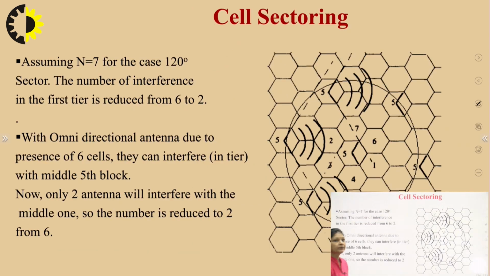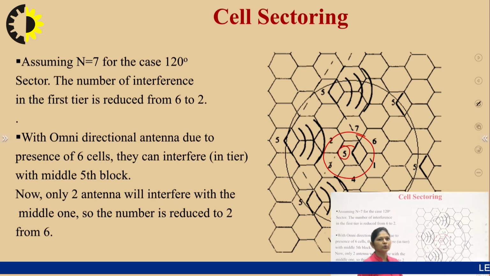Now, we will see in this diagram how the co-channel interference has reduced with the use of sectored antennas. This is an example. Here we have used a cluster of 7 cells, and you can see that this center one is using number 5, which shows that this particular cell is using a particular range of frequencies, and we have given it the number 5.